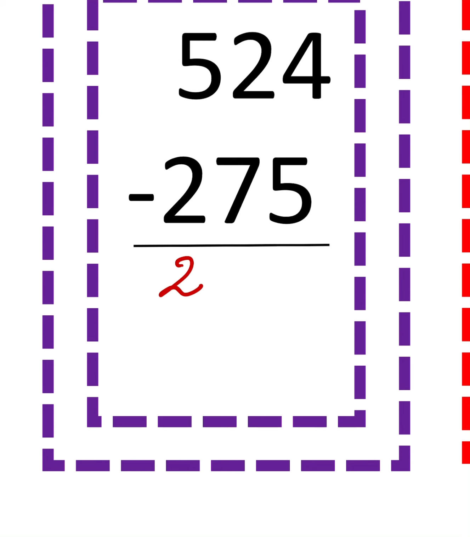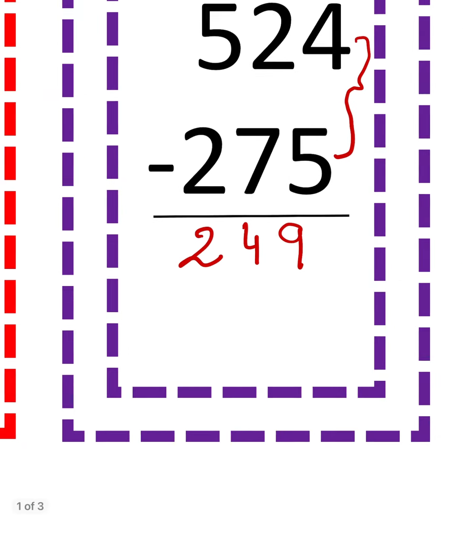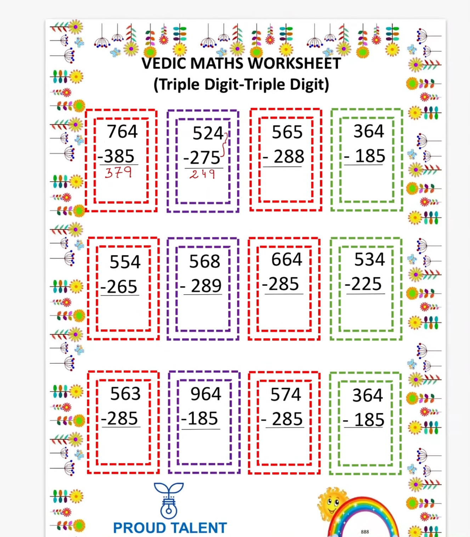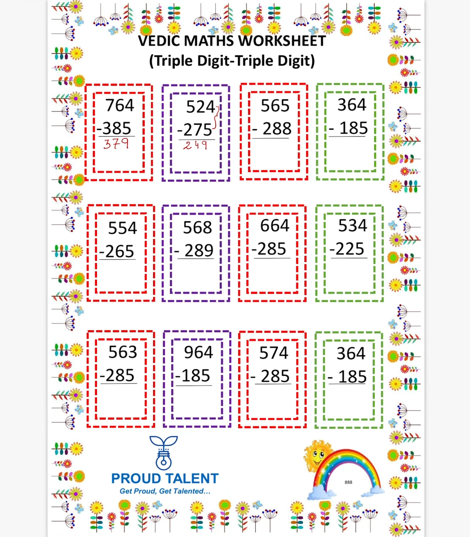But again the next pair, you can see again this pair is a mismatch combination. So instead of 5, we are writing here 4. And what is the complement of 5, students? Complement of 5 is 5. So 5 plus 4 is equals to 9. So 249 will be our answer. Okay, so students, with this technique you can easily solve these worksheets.